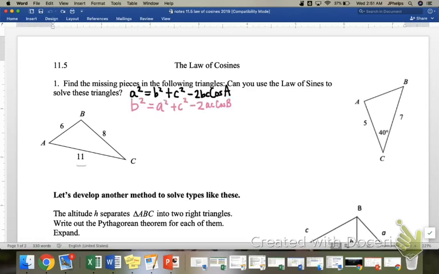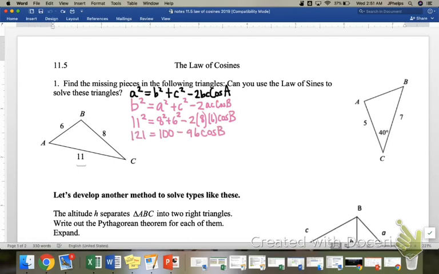That is side B squared equals A squared plus C squared minus 2 times A times C times cosine of angle B. And here we're solving for angle B, so we can go ahead and plug in the sides. We've got B, A, and C. 11 squared equals 8 squared plus 6 squared minus 2 times 8 times 6 cosine B. Now we can simplify.